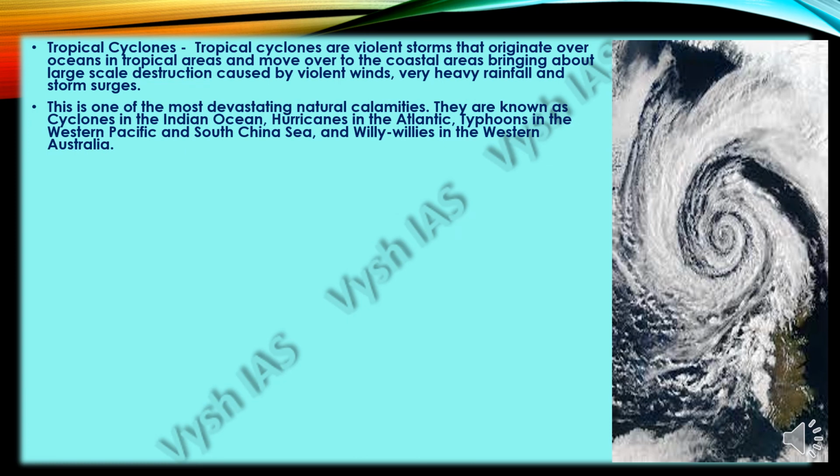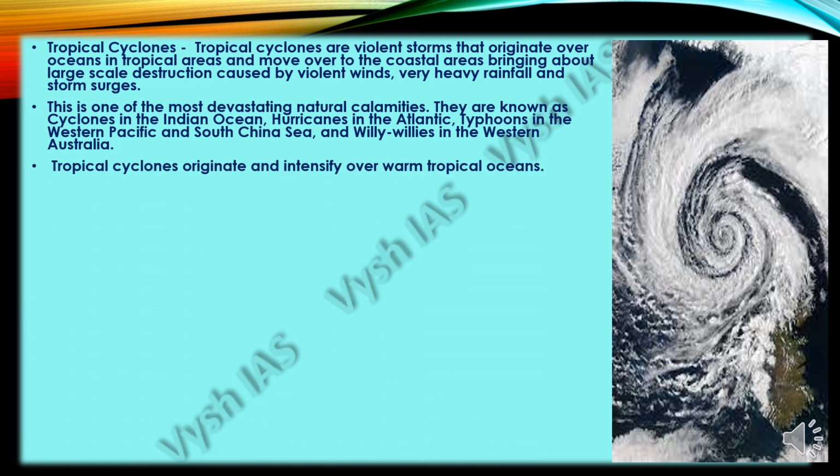This is one of the most devastating natural calamities, and they are also known as cyclones in the Indian Ocean, hurricanes in the Atlantic, typhoons in the Western Pacific and also in the South China Sea, and they are called Willy-Willies in Western Australia.